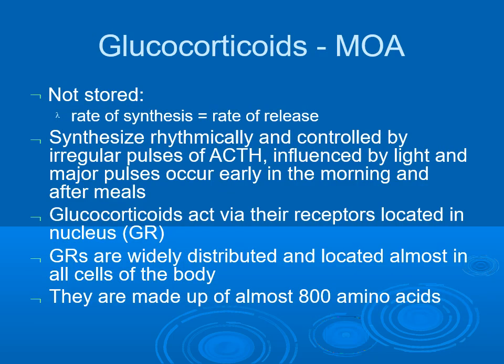Mechanism of action of glucocorticoids. They are not stored, that means the rate of synthesis and the rate of release are equal. They are synthesized rhythmically and controlled by irregular pulses of ACTH influenced by light, and major pulses occur early in the morning and after meals. Glucocorticoids act via their receptor located in the nucleus. Glucocorticoid receptors are widely distributed and located in almost all cells of the body. They are made up of almost 800 amino acids.